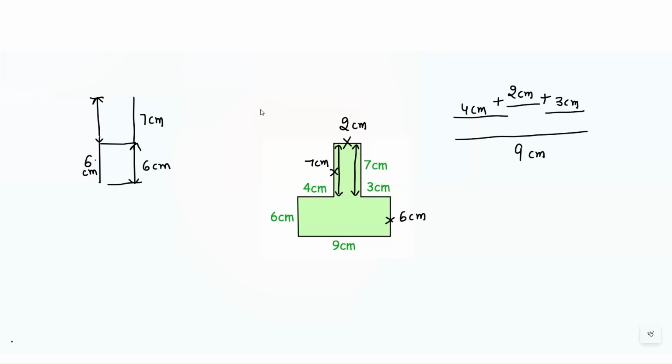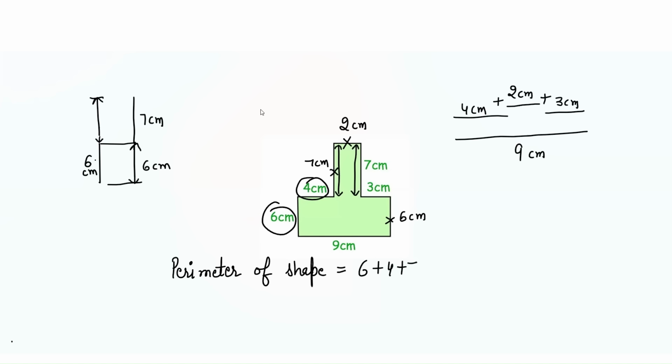Now since we have calculated all the missing side lengths, to find the perimeter we have to add all the side lengths. So the perimeter of the shape is equal to 6 plus 4 plus 7 plus 2 plus 7 plus 3 plus 6 plus 9. While you are writing these side lengths, do not miss any side length, otherwise your answer will be wrong. When you add all these together, your answer will be equal to 44 centimeter.